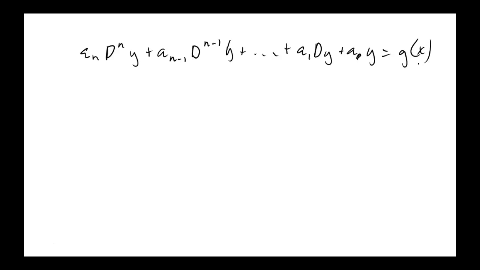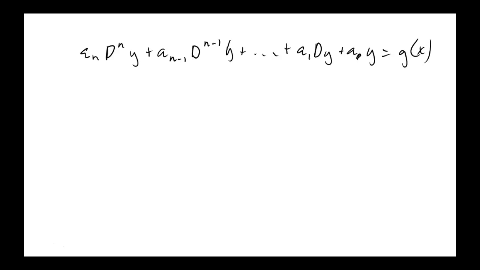Okay. That is the same thing as what we did before, where this stands for the nth derivative of y. This is the n minus first derivative of y, the first derivative of y, the 0th derivative of y. Okay. So it's just another way of writing.